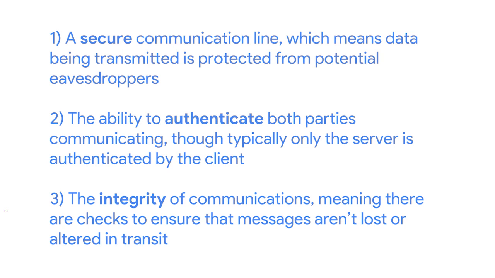And 3, the integrity of communications, meaning there are checks to ensure that messages aren't lost or altered in transit. TLS essentially provides a secure channel for an application to communicate with a service, but there must be a mechanism to establish this channel initially. This is what's referred to as a TLS handshake.